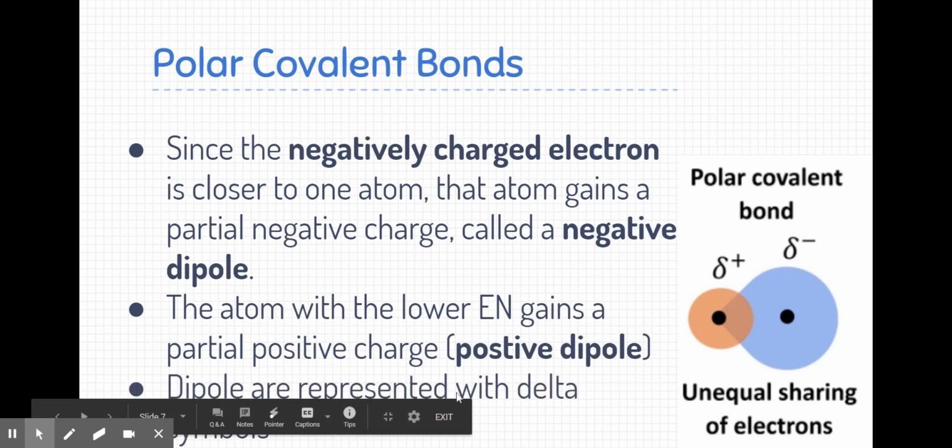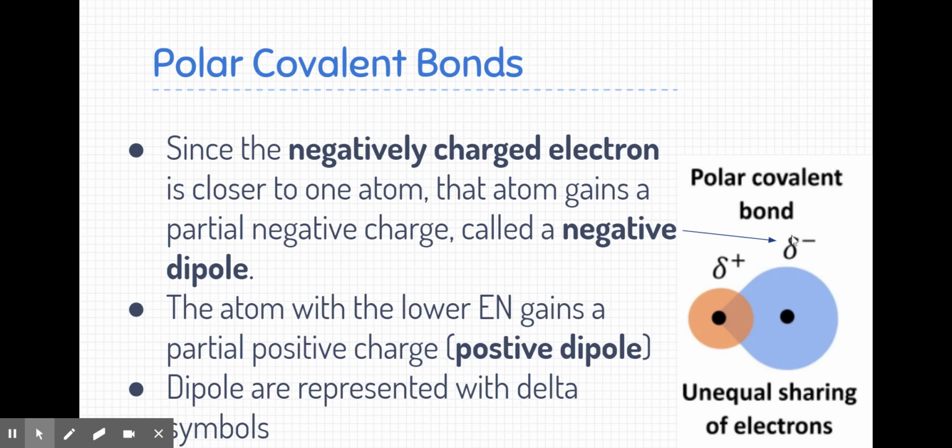And dipoles are represented with the delta symbol. So here is a delta negative symbol. That represents a negative dipole. And the delta positive on the other side of the bond is partially positive. So just remember, electrons are negatively charged, so the atom which has a higher electronegativity gains a negative dipole. And if one side's becoming more negative, the other side has to become more positive because it's lost some of that electron.